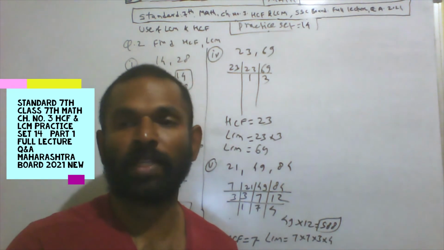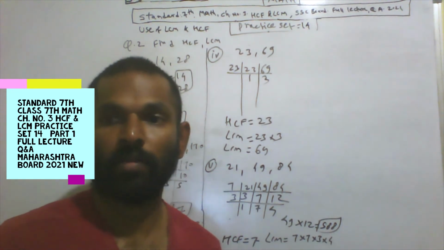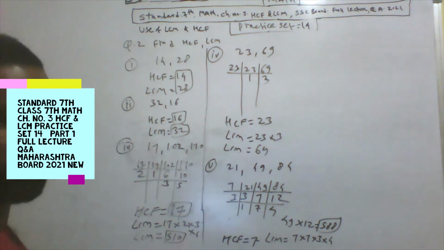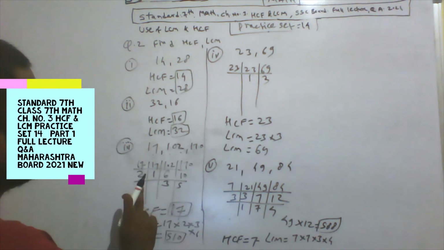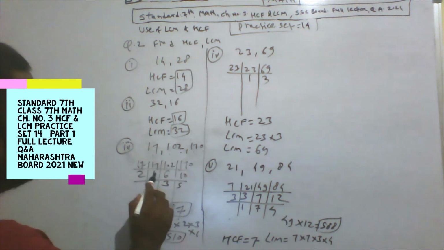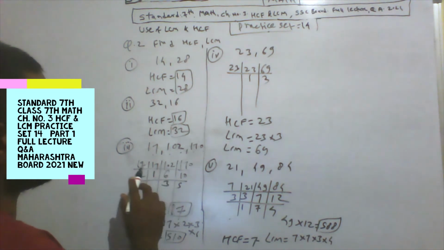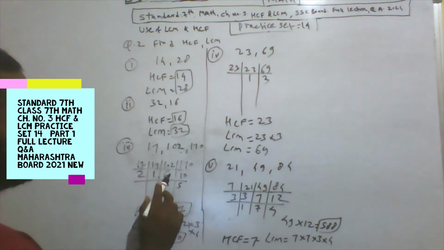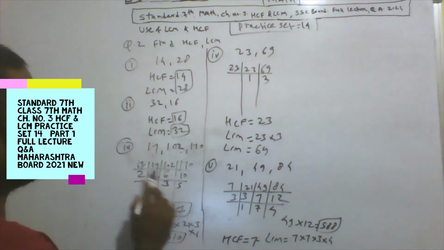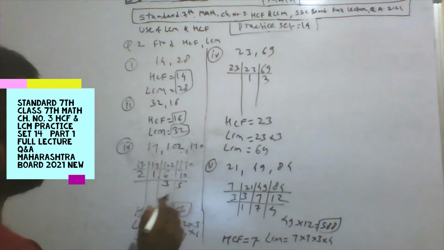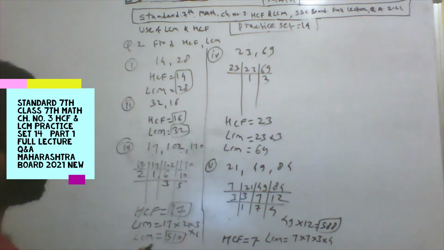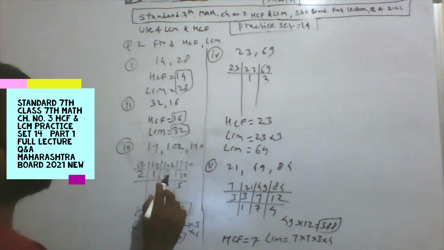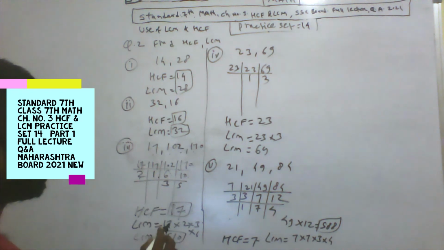Now question number 3: 17, 102, 170. It is a multiple of 17. So 17 ones are 17, 17 sixes are 102, 17 tens are 170. So the HCF is 17. Now for the LCM, divide more: 2 threes are 6, 2 fives are 10. So the LCM is 17 into 2 into 3 into 5, so the answer LCM is 510.